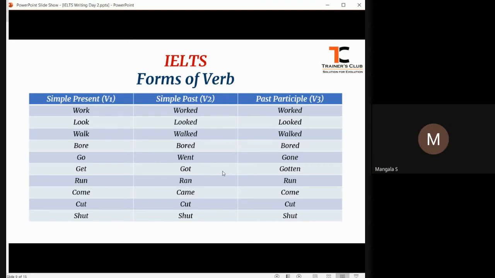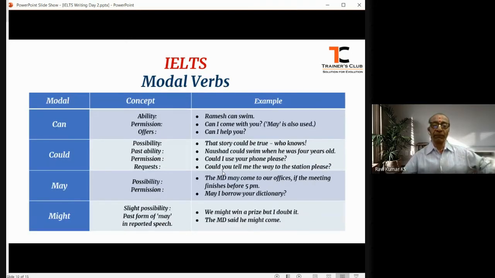Yes, sir. Great. Then the modal verbs. As I was telling you, modal verbs are very important. You should understand because these are the 8 words we normally use. We often use them. The first one is can. So what is the concept for can? When do we use this? Under what circumstances? What is its function?